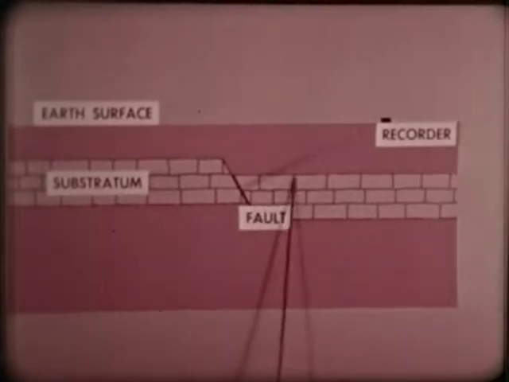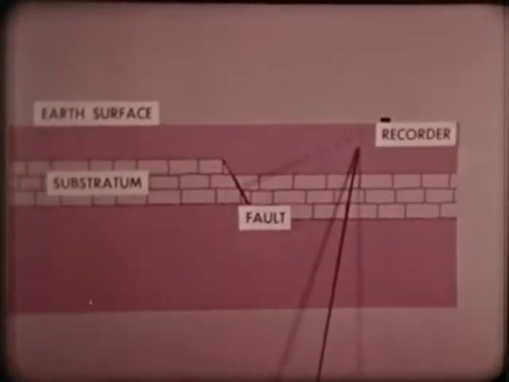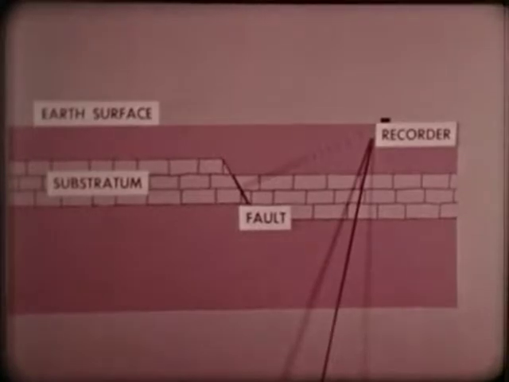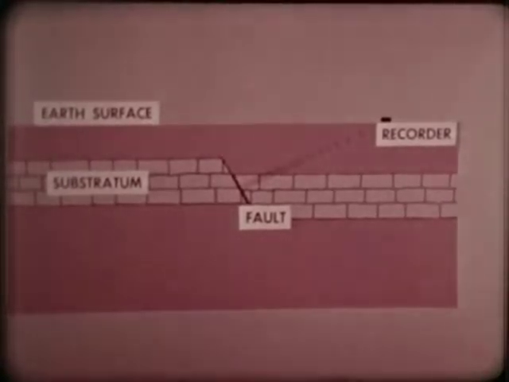When this happens, energy is released which travels as seismic waves outward in all directions. A seismic detector located on the Earth's surface receives and records these waves. Seismic energy may be released in other ways. An underground explosion, for example, will also generate waves which may be detected at a seismic station.